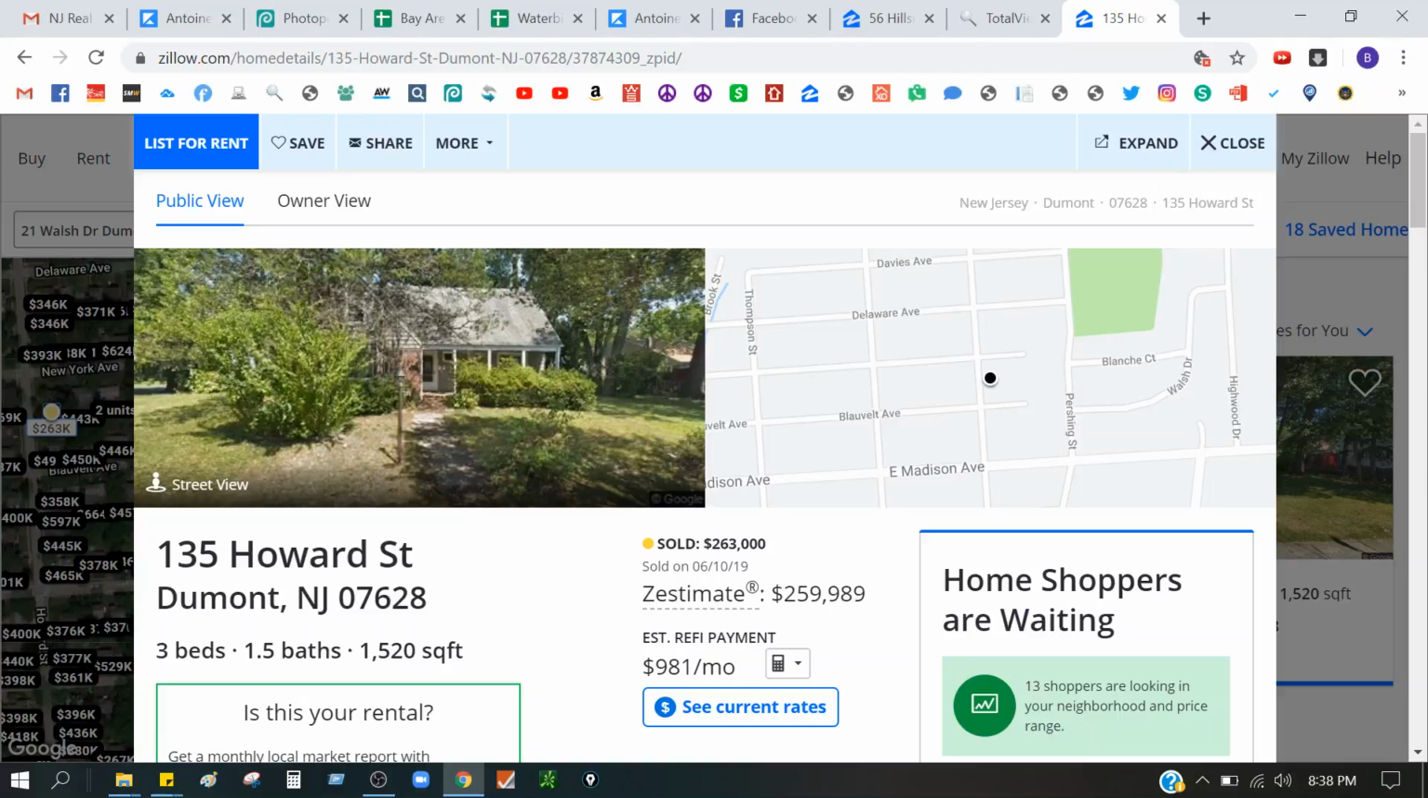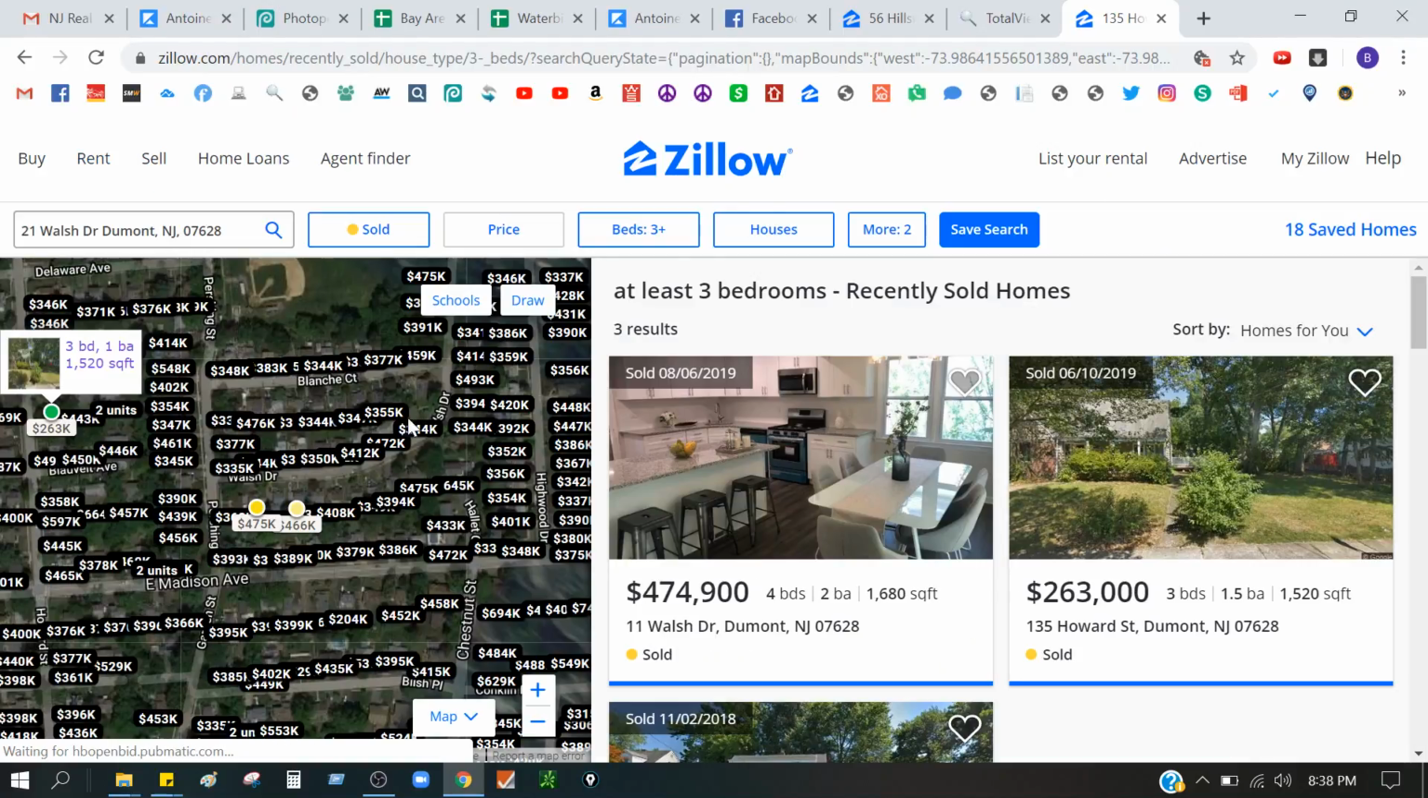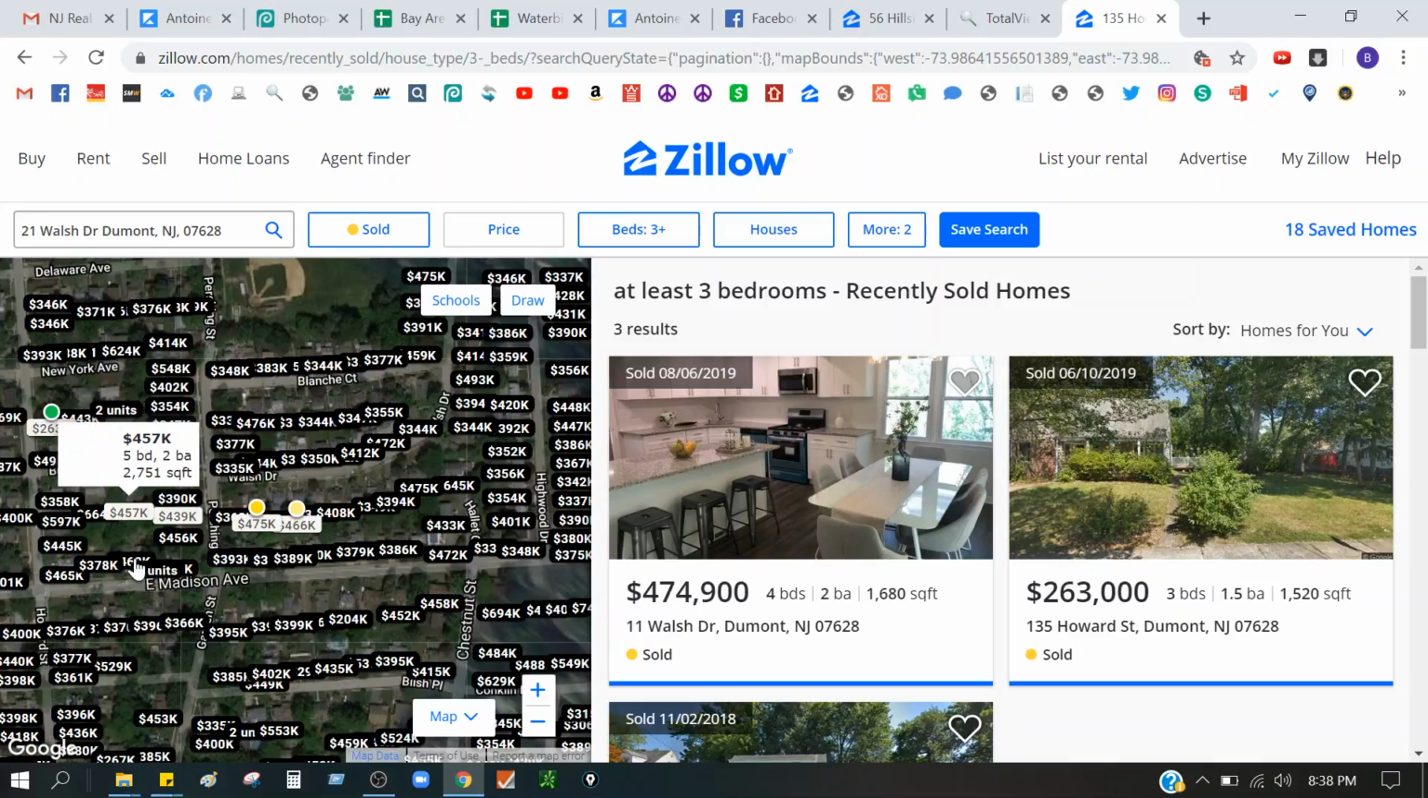So it's sold on 6/10/2019 for 263. So someone bought this for cash. Someone bought this for cash because if you look at all the prices, there's nothing really going for 200,000. Everything's above 200 grand. Everything's in the 400,000 range, and then around here it's a little bit more than 400,000.